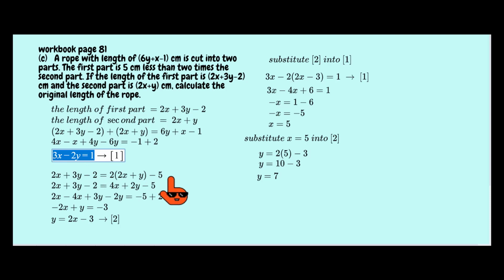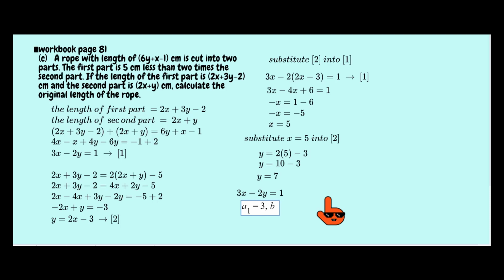We have ax plus by equals c. From the first equation, a1 is 3, b1 is negative 2, and c1 should be 1.